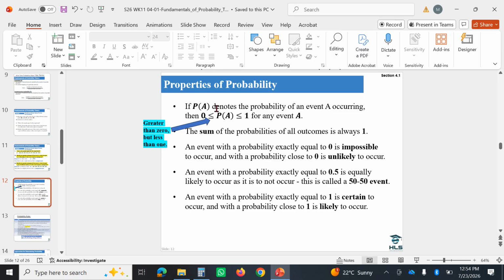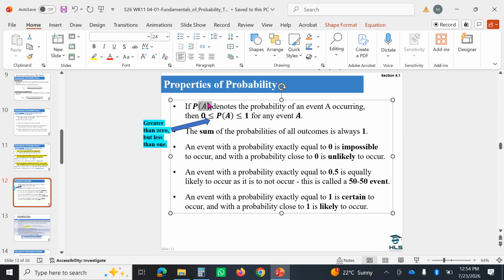If P of A denotes the probability of an event A occurring, then we write it in terms of this. You might see A, you might see E, it doesn't really matter. Now, the probability of that event happening has to fall between 0, meaning the event will never happen, and 1 or 100%, meaning the event is going to happen.